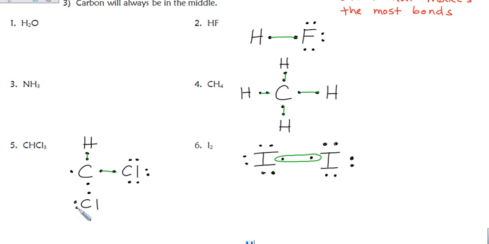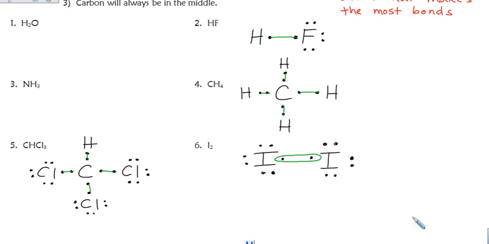Single, 2, 3, 4, 5, 6, 7. And another chlorine. I'll put the singles together. 2, 3, 4, 5, 6, 7 valence electrons. Connect the dots. 1, 2. Everybody's got an octet, except for hydrogen, and he's okay with a deficient octet. Hydrogen has his 2 valence electrons. Carbon has 8. The chlorines also have 8.